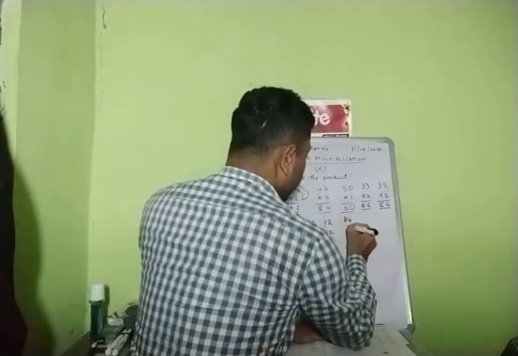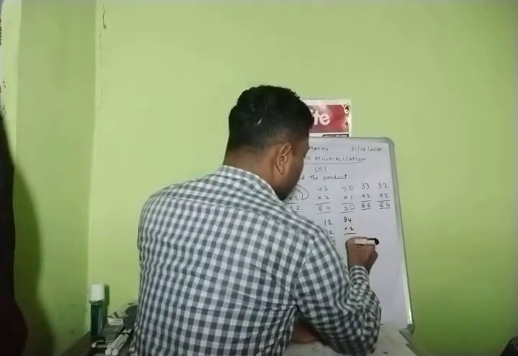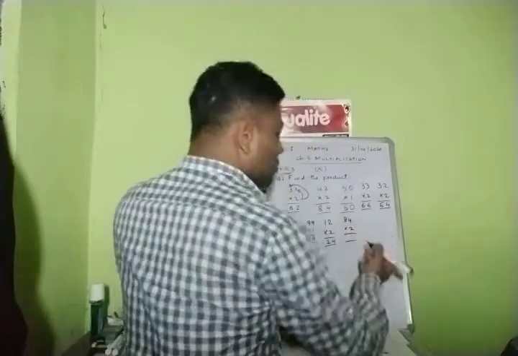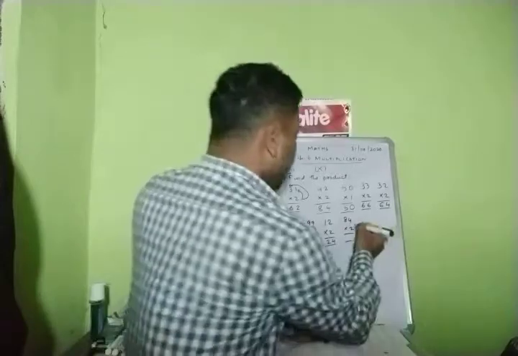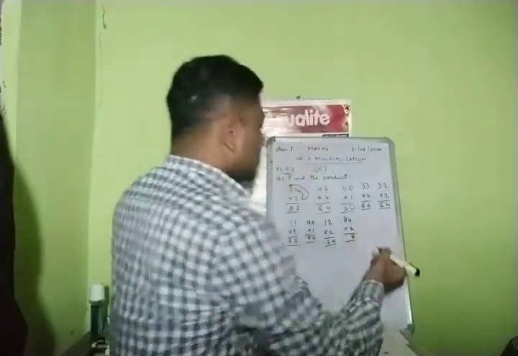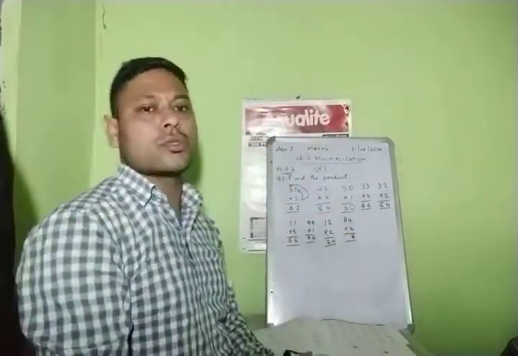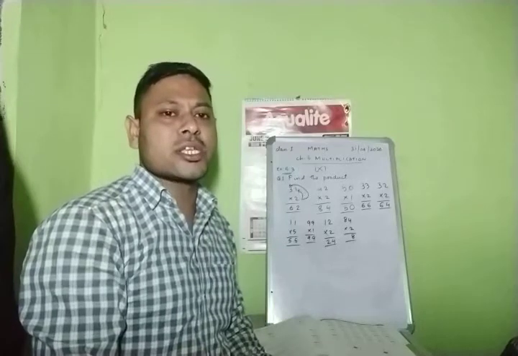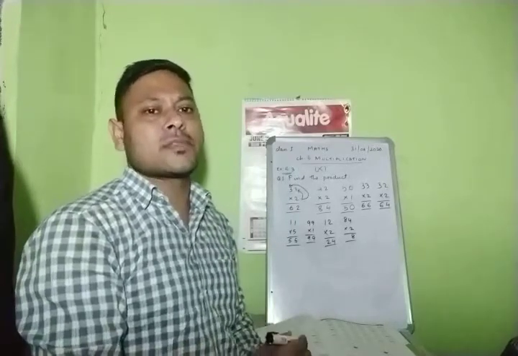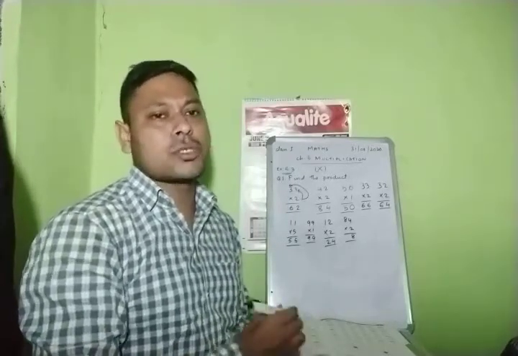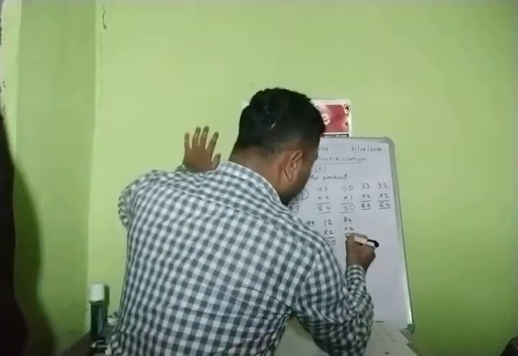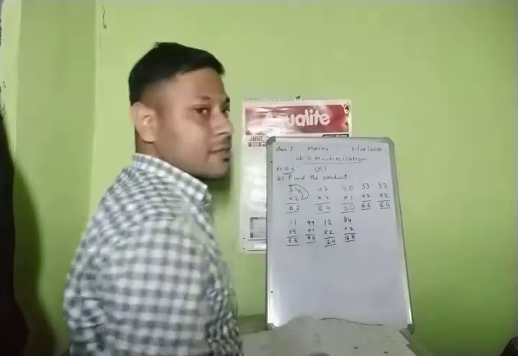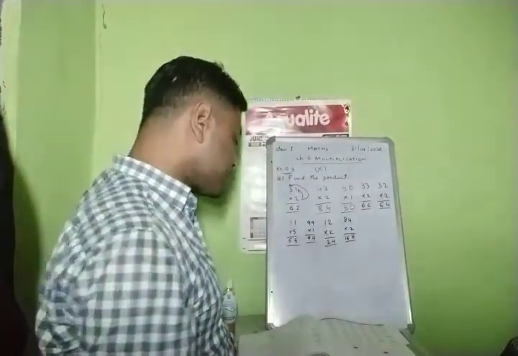84 into 2. Alright. 2 ones are 2, 2 twos are 4, 2 threes are 6, 2 fours are 8. So 2 fours are 8. Then 2 into 8. 2 ones are 2, 2 twos are 4, 2 threes are 6, 2 fours are 8, 2 fives are 10, 2 sixes are 12, 2 sevens are 14, 2 eights are 16. So 2 eights are 16. 1, 6, 16. Right? Okay.